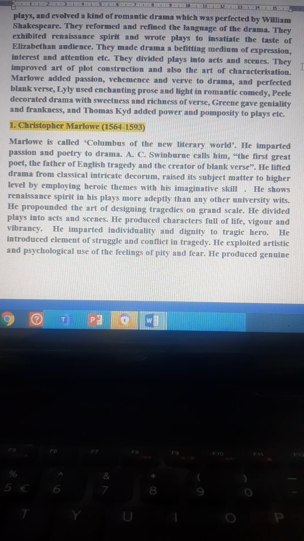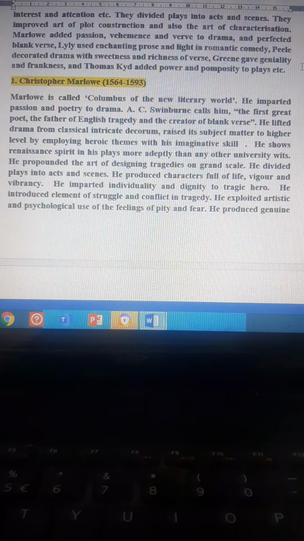First dramatist that I am going to introduce you to is Christopher Marlowe. He was born in 1564, the same year in which William Shakespeare was born, and died in 1593. He lived a very short life of 29 years and died in a brawl at a tavern. Marlowe is called the Columbus of the new literary world.